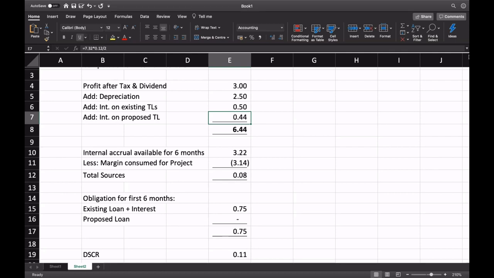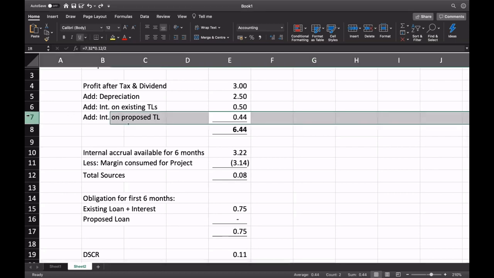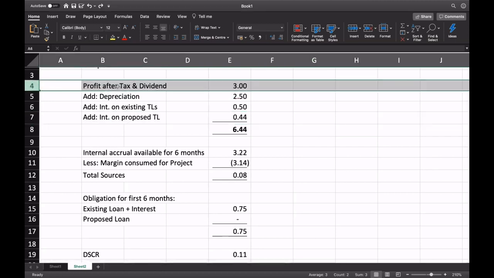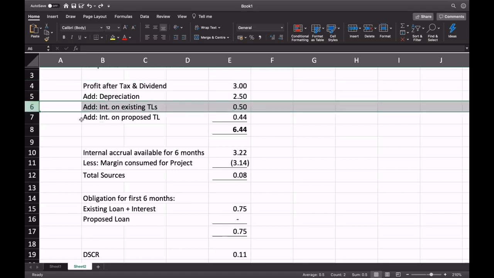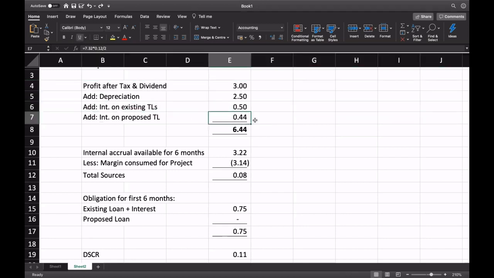But the reason why I have taken this interest on proposed term loan is that we started with profit after tax and dividend estimated for the year, that is for the full year. So in that process, the interest on existing term loan, and here if you notice this figure I have calculated like this: 7.32 into 12% divided by 2. It means I've taken only for 6 months.